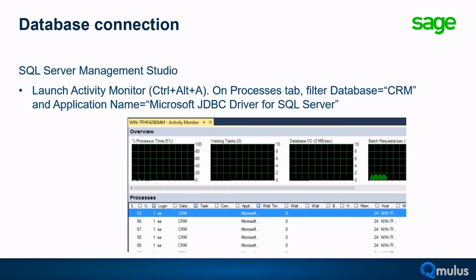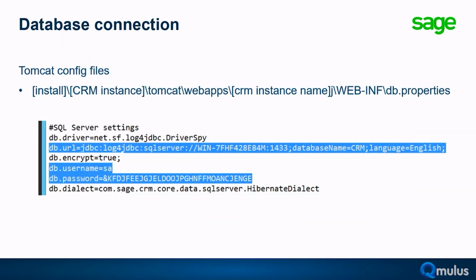If you see no connections there, we know Tomcat isn't connected, and we need to check our database settings for Tomcat. If you see your connections there, then you know you don't need to check it. So let's look at what happens if there isn't a connection. Well, the first thing you need to do is go check the Tomcat config files.